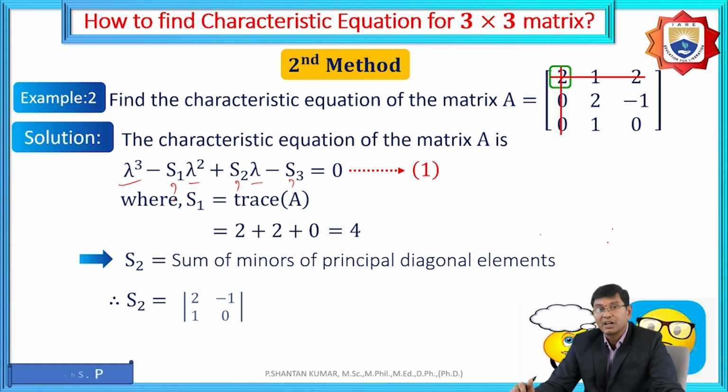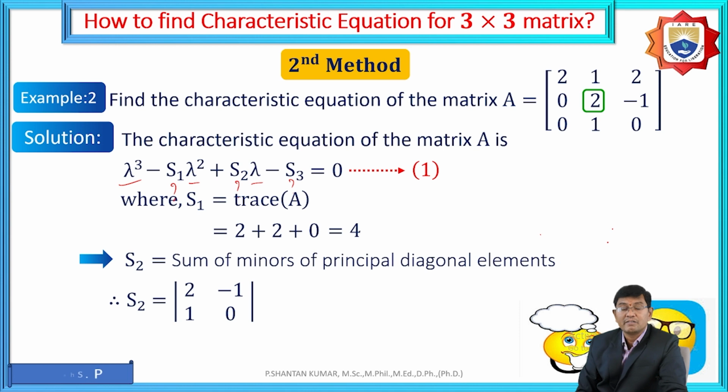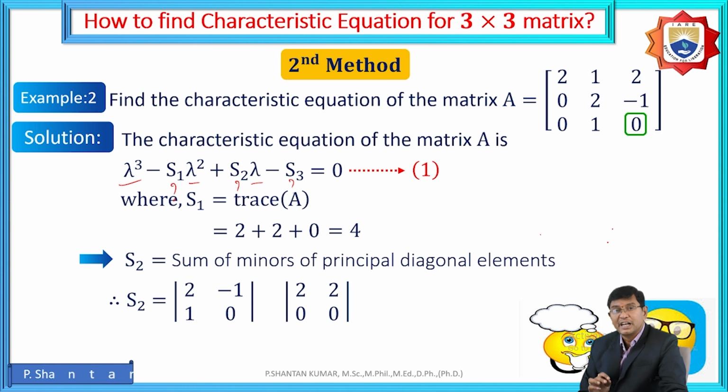S2 is equal to the first term. And the second term is the minor of the middle principal diagonal element. Here also we delete that particular row and column and replace the rest of the values as a matrix. Similarly, for the third element, 0, we delete that particular row and column. The rest of the values are 2, 1, 0, 2. That we also put here.